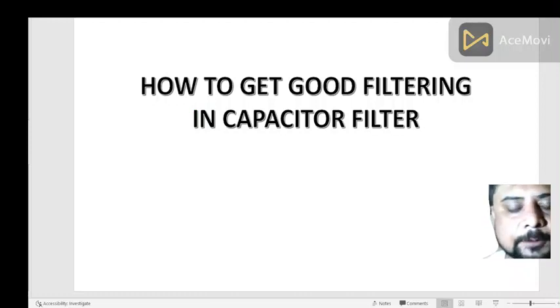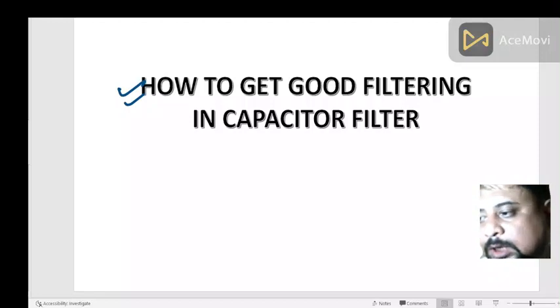Hello. So in this lecture on the capacitor filter, we will discuss some important questions and aspects of the capacitor filter. The first question is how to get good filtering in a capacitor. What are the factors that lead to a good filtering process, meaning your ripples are minimized to the maximum extent? What do you need to have, and what parameters do you need to fix? That we will discuss here.